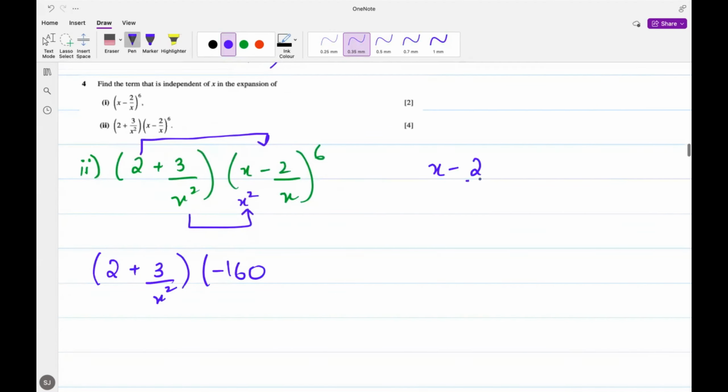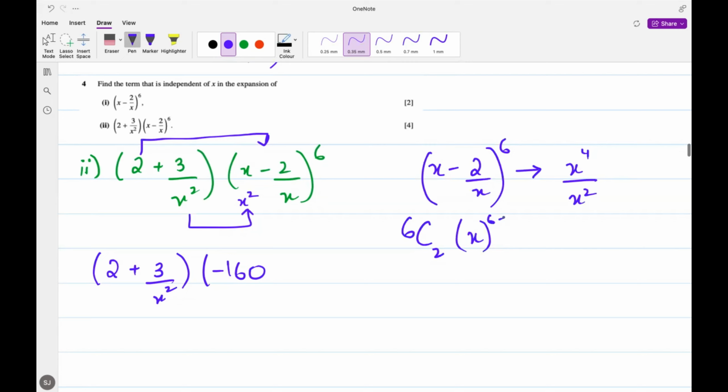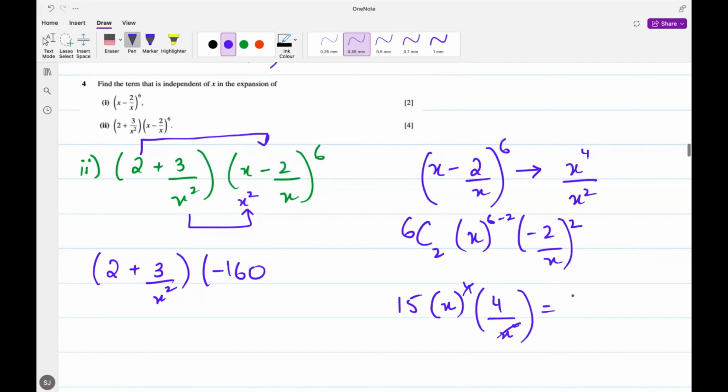As this expression is (x − 2/x)⁶, to get a term in x², we need x⁴ in the numerator and x² in the denominator. Using 6C2 aⁿ⁻², as a is x, this will become x^(6−2), and this is (−2/x)². 6C2 is 15, so this will become 15 times x⁴ times 4/x². So x² and x⁴ will cancel to give us 60x². So this will become −160 plus 60x².